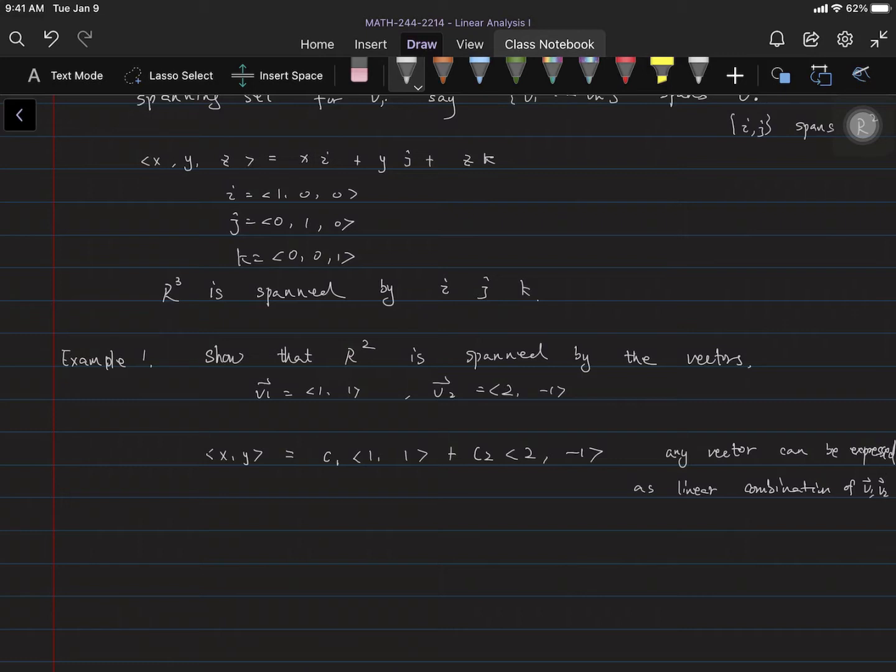Let's simplify this. Here we get (x, y), which is what we combine. We know scalar multiplication, and we know how to do the addition of two vectors, right? So we just do scalar multiplication and addition. The first component becomes c1 plus 2c2, is that right? And the second component of this sum is c1 minus c2. If we look at this equation, the left side equals the right side, so the first component equals the first component, and the second component equals the second component. So here we get two equations.